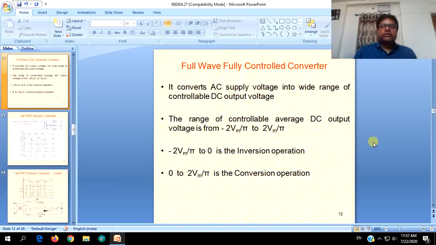To start with, full wave fully controlled converters are mainly divided into two, which we have seen in the previous slides: midpoint configuration and bridge configuration. So far, the circuits we have gone through in the previous slides are mainly bridge type configurations. Now we will also have a look at a midpoint configuration for understanding's sake.